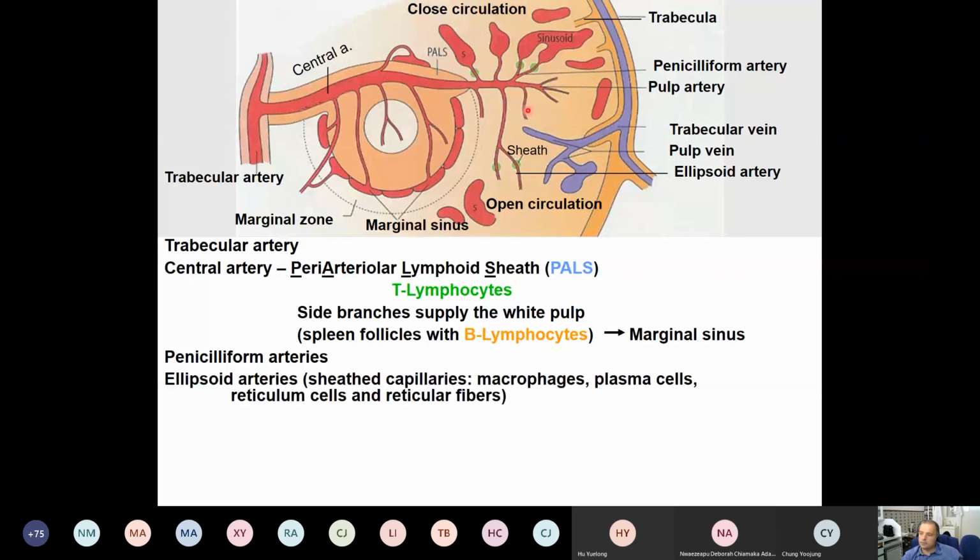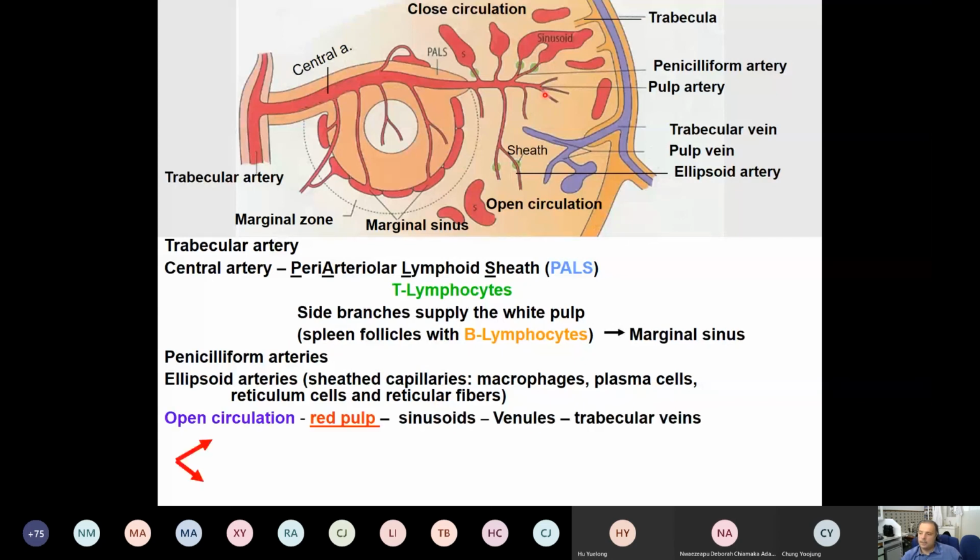They are called ellipsoid arteries, also called sheathed capillaries, because first, people thought these are arteries because they have a thicker wall, but it later turned out that they are specific capillaries with macrophages, plasma cells in their walls. And ellipsoid arteries, or with the other term, sheathed capillaries, have two options.